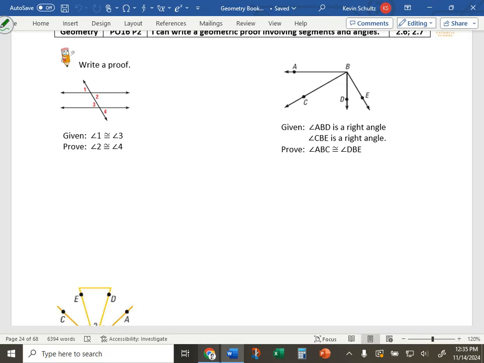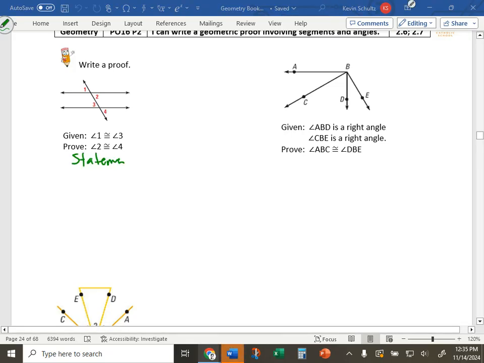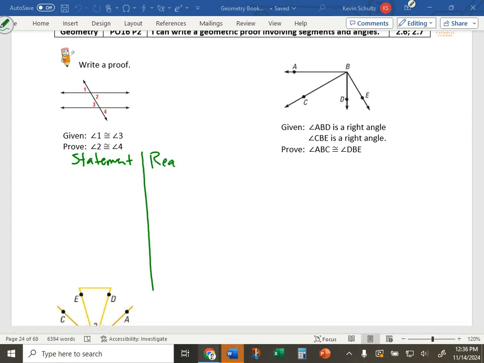You're going to make your statement and reason chart. I recommend making your statement side a little bit bigger, just because you don't know exactly what you're going to need to write in there. But then you've got your reason there. And our first statement is what is given to us: angle 1 is congruent to angle 3, and that is because it is given to us. And our job is to prove that angle 2 is congruent to angle 4.